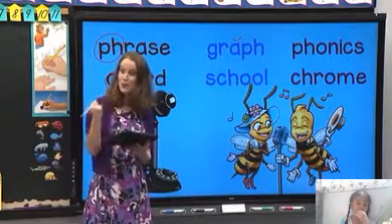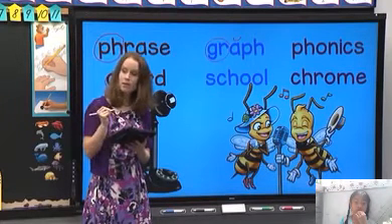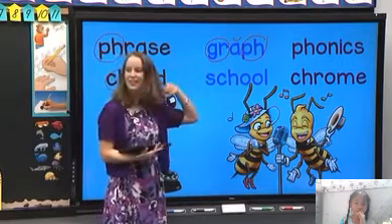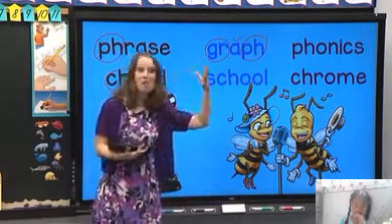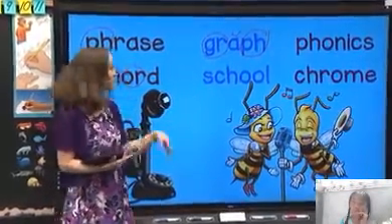Two. The first one is in grin, gur and grin. And then I also have in phone. Let's take those skills and put it together and read our word. Graph. Graph, and we've talked about graphs before. We've had our bar graphs and our pictograph, and they help us figure out information quickly.